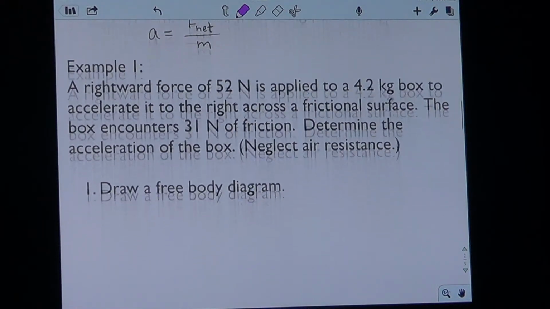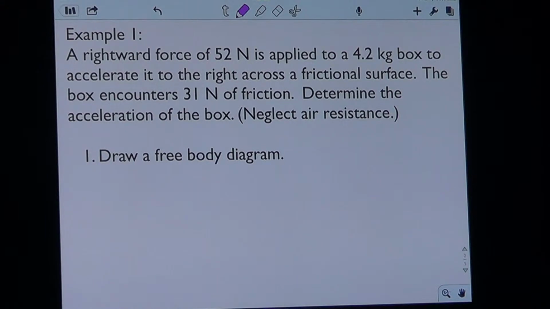Okay, so for example 1, a rightward force of 52 newtons is applied to a 4.2 kilogram box to accelerate it to the right across a frictional surface. The box encounters 31 newtons of friction. Determine the acceleration of the box. Okay, so what would our free body diagram look like? What forces do we have?